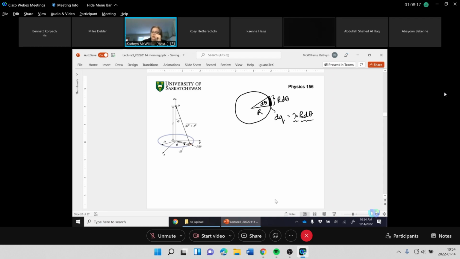Theta goes from 0 to 2 pi, to do one full circle. If we're integrating over this charge distribution, we have to integrate theta from 0 to 2 pi.